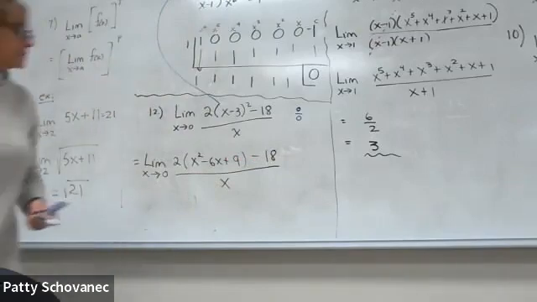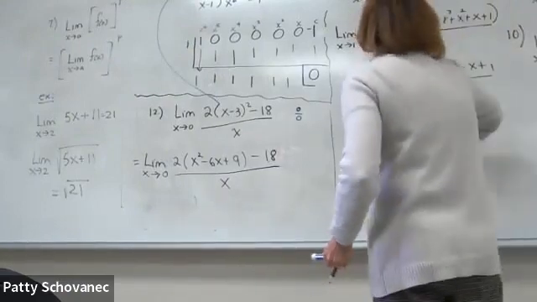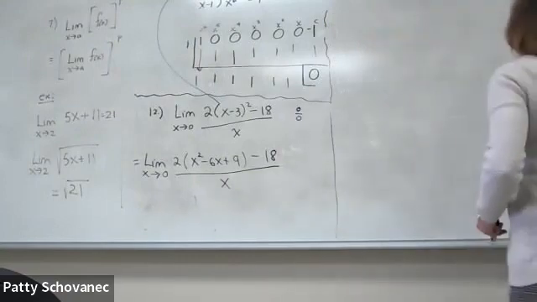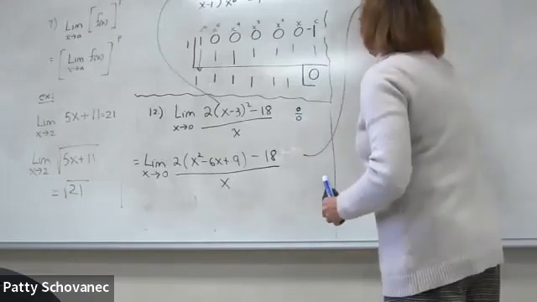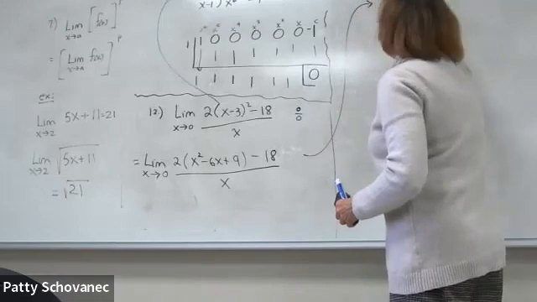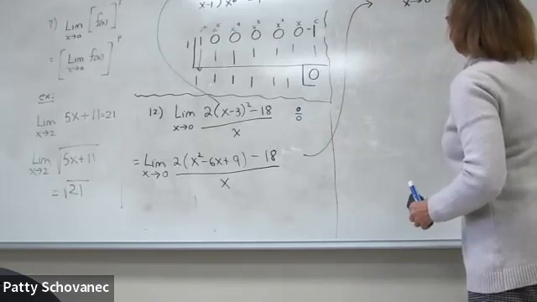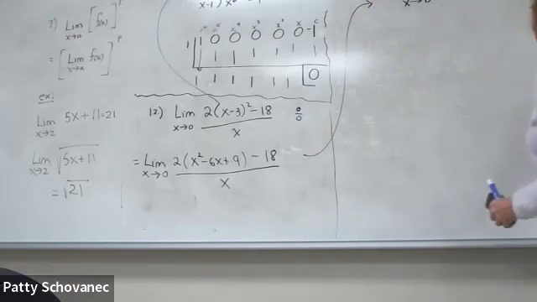I'm going to erase the stuff next to it and work this way. Send the 2 through the parentheses there, and I'll have 2x squared minus 12x plus 18. Then I got the minus 18 out here. Turn those 18s at each other and cancel them out.